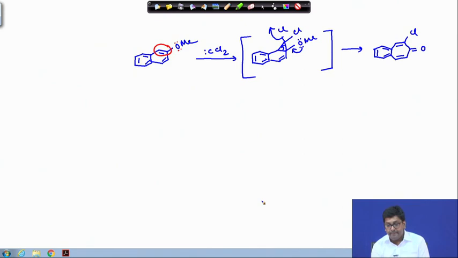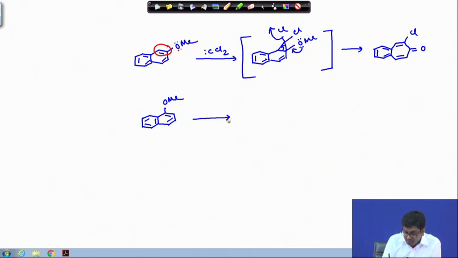Fine. Now, what will happen if we use the alpha methoxynaphthalene? That means, it is another isomer, that is nothing but this alpha methoxynaphthalene. Now, if we treat this with dichlorocarbene, it will form the corresponding cyclopropane ring.